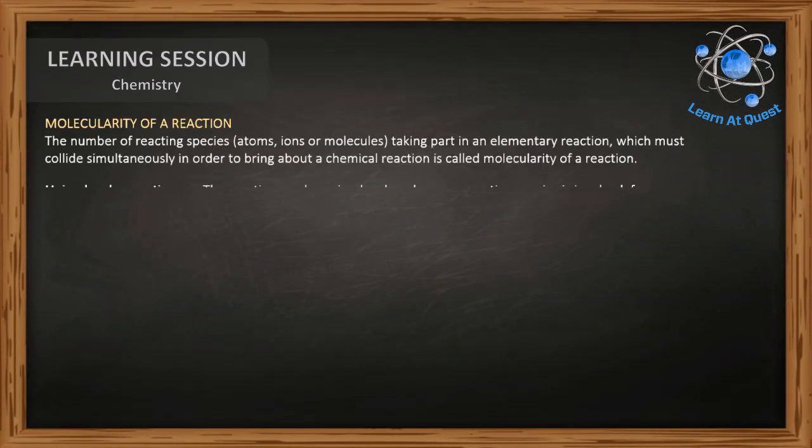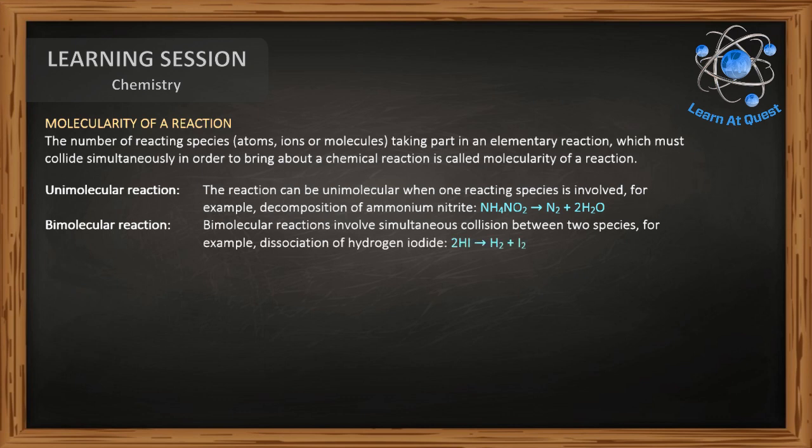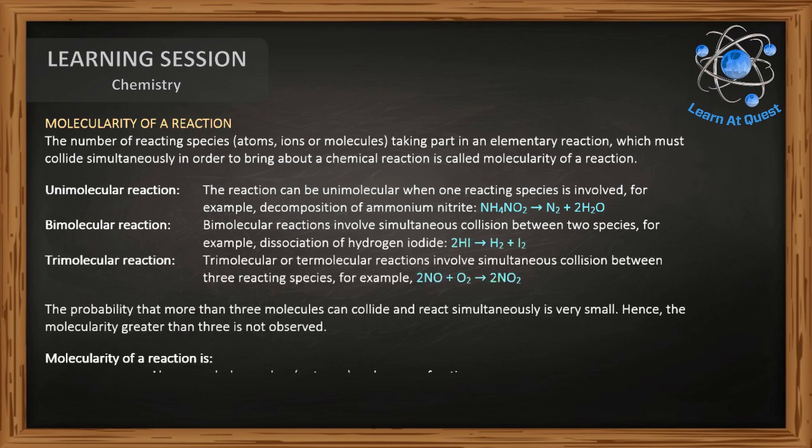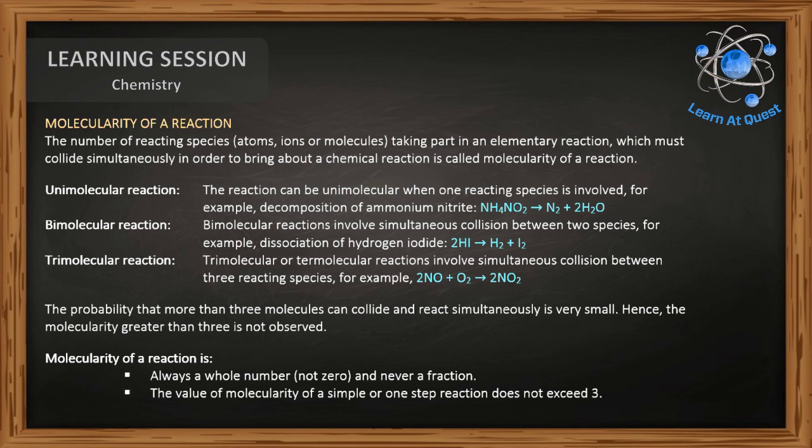In the previous section, we understood what we mean by the order of a chemical reaction. Let us now understand the term molecularity of a chemical reaction. The number of reacting species, that is, atoms or ions or molecules, taking part in an elementary reaction which must collide simultaneously in order to bring about a chemical reaction is called the molecularity of the reaction.